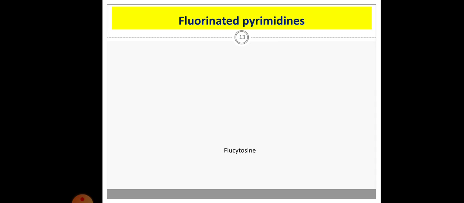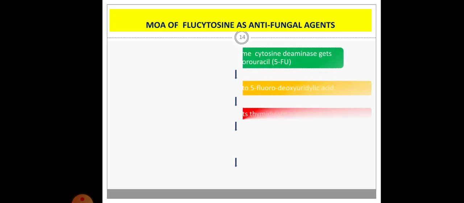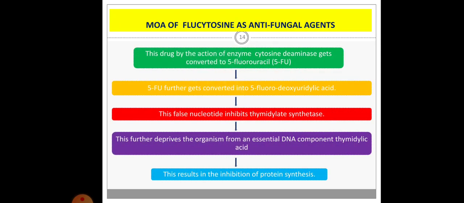Next class is fluorinated pyrimidines. Example is FLUCYTOSINE, and this is the structure for FLUCYTOSINE. Mechanism of action of FLUCYTOSINE as an antifungal agent. This drug, by the action of the enzyme cytosine deaminase, gets converted to 5-fluorouracil.